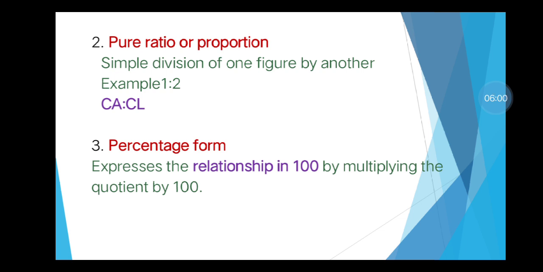So in some cases we have to express some of our ratios in percentage form. The relationship between two items is established by relating it to 100, means we have to multiply the quotient by 100 in percentage form. Clear?